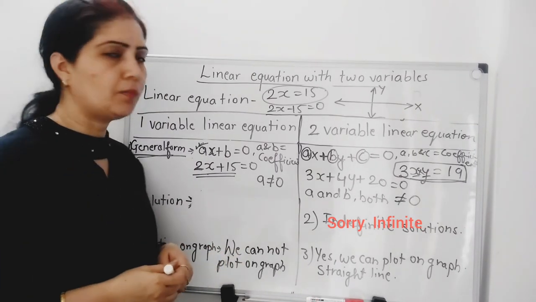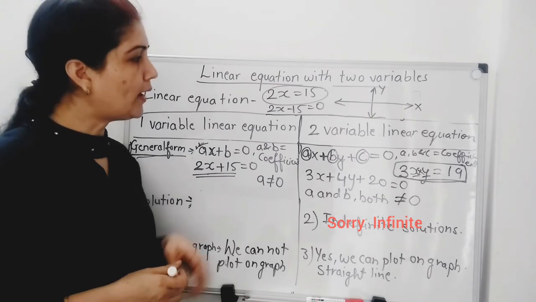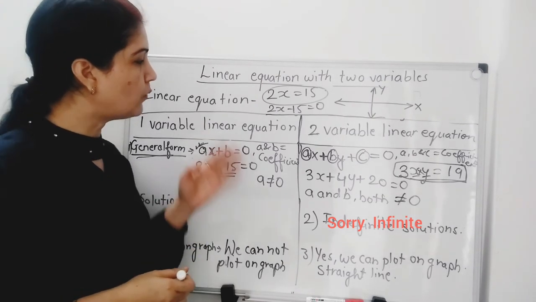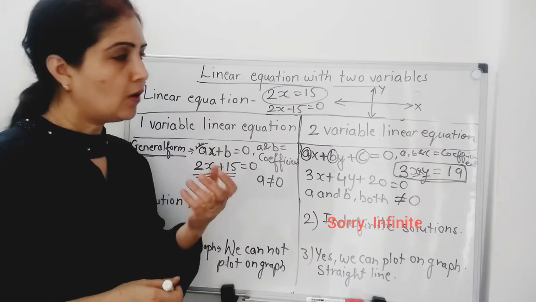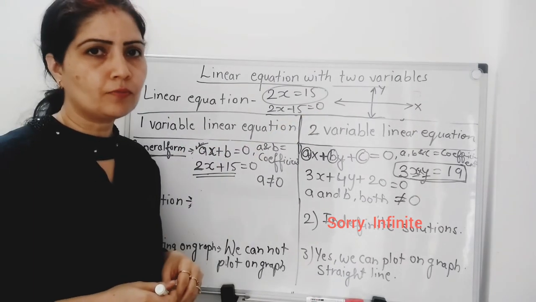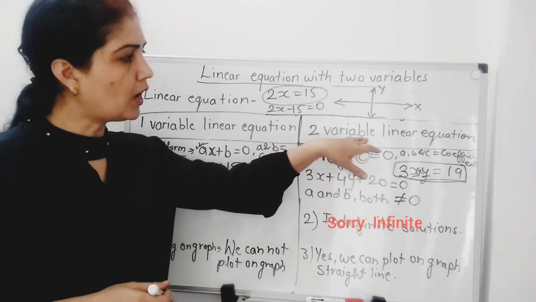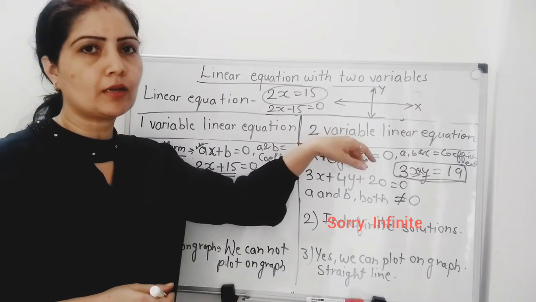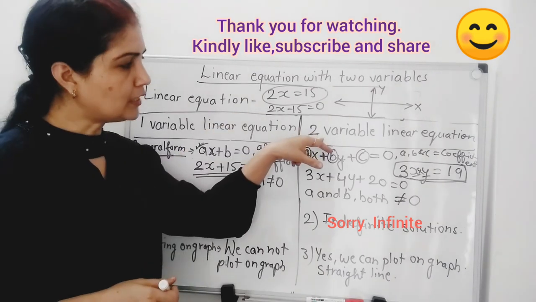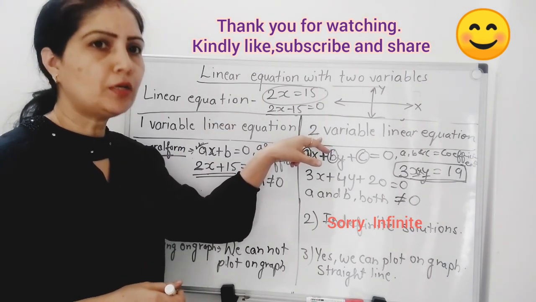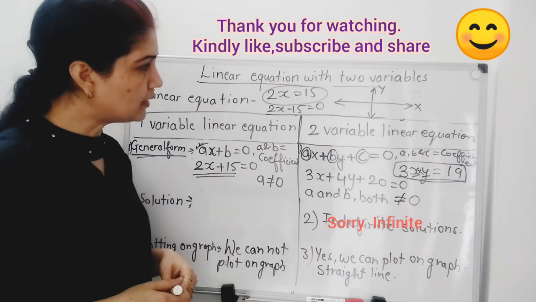This is the basic difference between one variable and two variable linear equation. Even while I was studying, I also got confused: when I know one variable linear equation, why should I know two variable? So the basic difference is when we have to plot on the graph, we should know how to plot it. For that, two variable linear equation is required, because we cannot put one variable on the graph. That's why two variable linear equation comes into the picture. I hope the concept is clear.